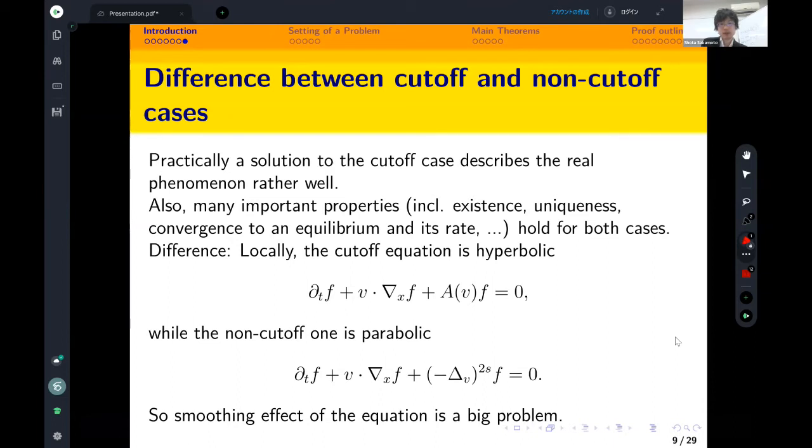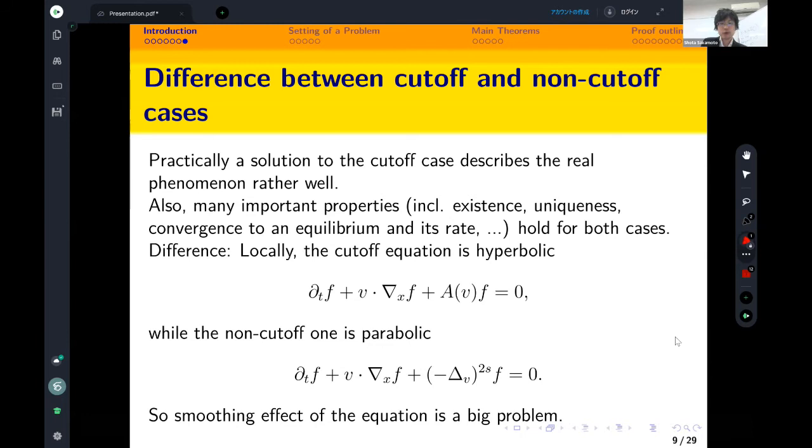Practically speaking, a solution to the cutoff case describes the real phenomenon rather well. Actually, this was observed by Maxwell. There are two fathers of the kinetic theory. One is, of course, Boltzmann, and the other is James Clerk Maxwell. And Maxwell himself observed, by theory and experiments, I guess, that the cutoff model describes the real phenomena rather well.